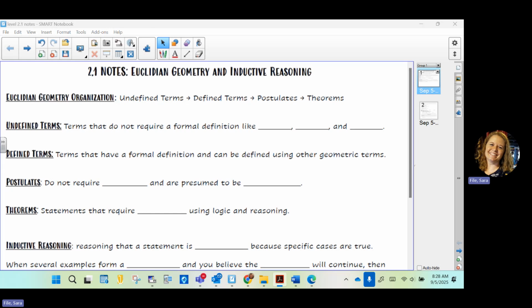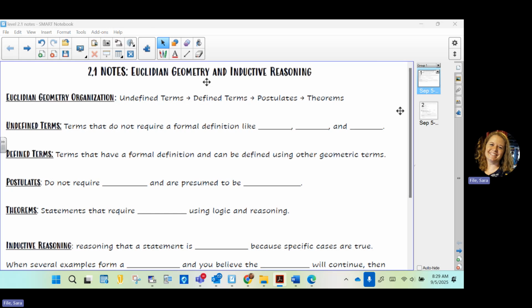All right. So unit 2 is logic. This first section that we're going to talk about is Euclidean, that's how you say that word, Euclidean geometry and inductive reasoning. I think I actually mentioned Euclidean geometry at the very beginning of unit 1 when we started with our vocab and we talked about points, lines, and planes.